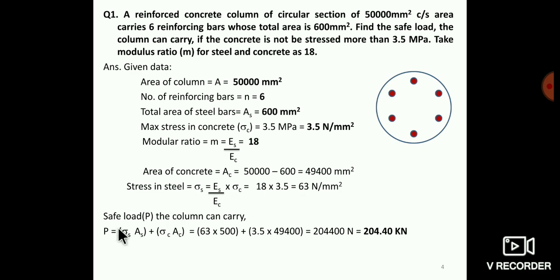So final step, the safe load the column can carry is given by formula P is equal to P1 plus P2, means sigma s As plus sigma c Ac. So sigma s we found 63, area of steel we had 600, here it is wrongly written as 500. Sigma c we have 3.5 and Ac we have 49400 mm square.